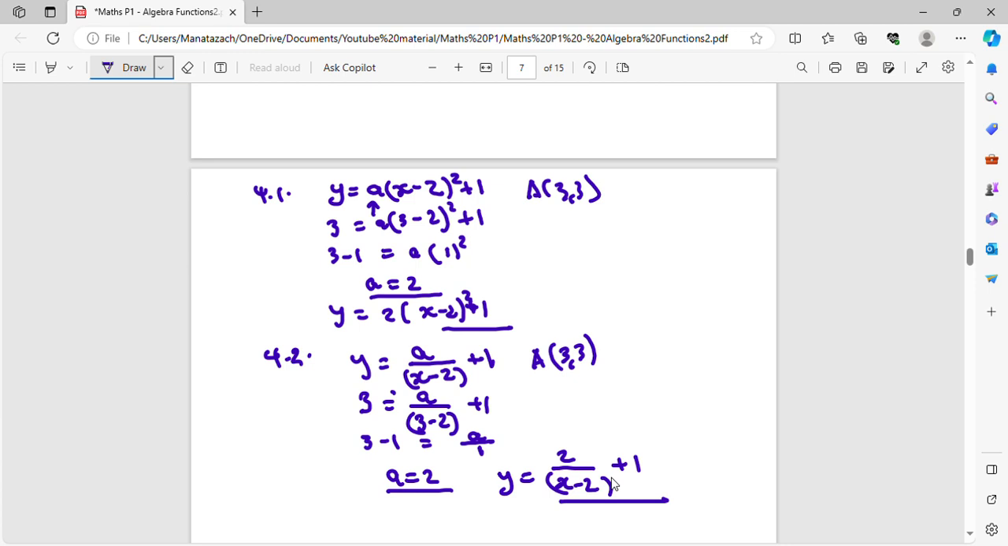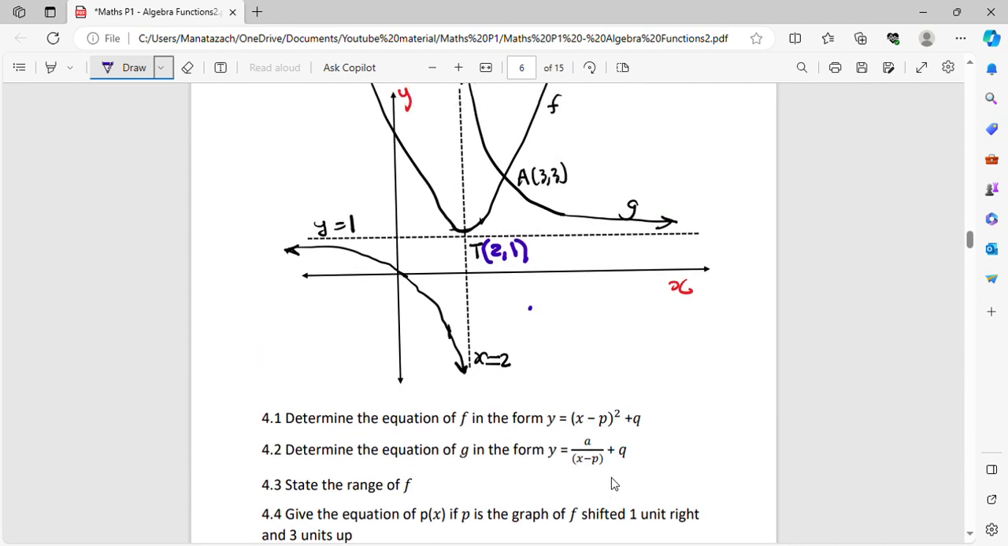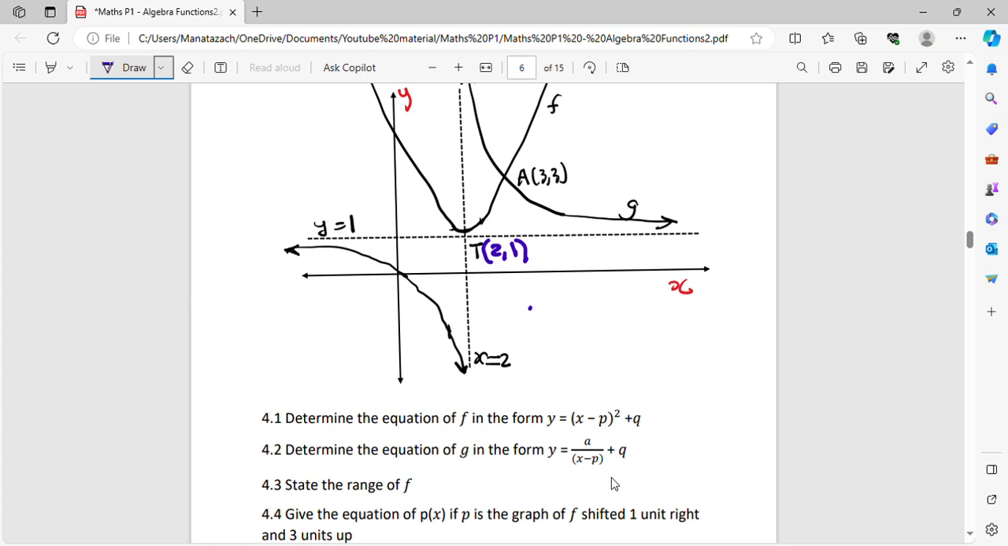Okay, so let's go to question 4.3. Write down the range of f. So the range of f will be y is greater than or equal to 1, because of that y coordinate at the turning point, where y is an element of the real numbers.